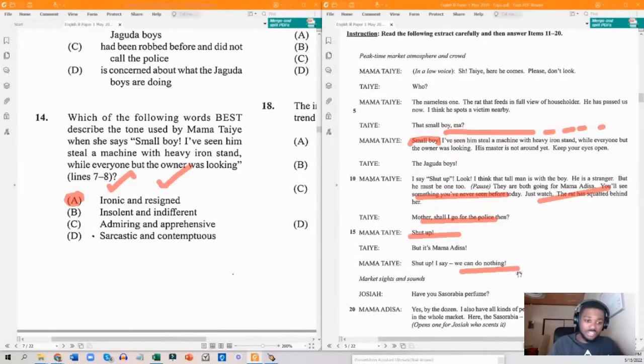That is the tone. Yeah, we can do nothing. Resignation. So this, I think, is one of the trickier questions. I've seen many answer keys, and I've heard teachers discuss and many say D is correct. But I think there is great and overwhelming evidence to say that A is the correct answer. A.